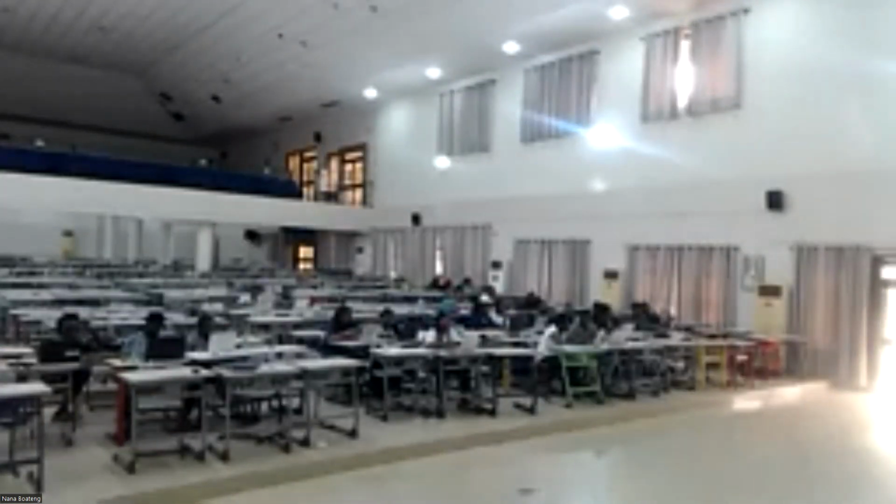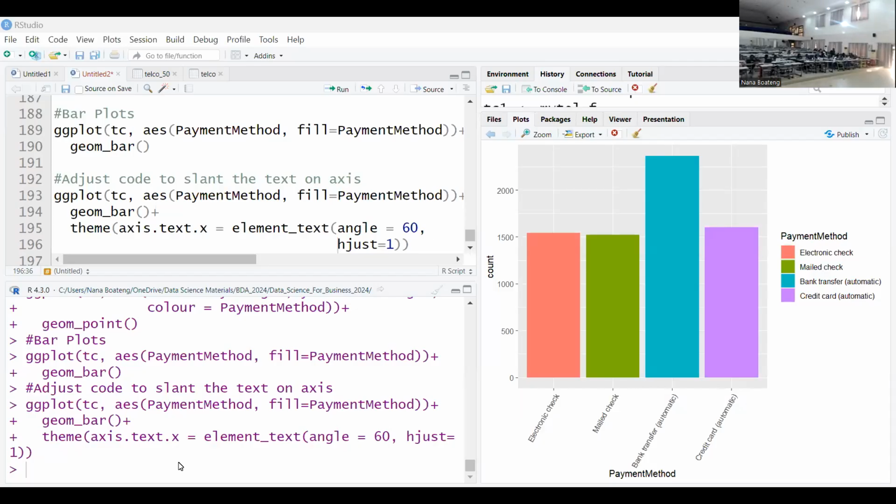Hello, please, I have a question. I have a problem with my chart too. When I do the slant, it's not changing the X axis, but it's rather changing the payment method, the name. You're not asking a question, just mute yourself, okay? I'm asking a question, Nana, please. You're asking a question, then we can't hear you. Yes, I'm saying that with the X axis, mine is not slanting. It's the payment method, the name that is rather slanted. The titles are not slanted.